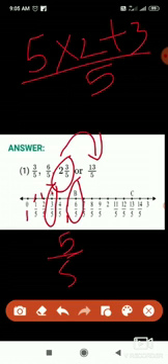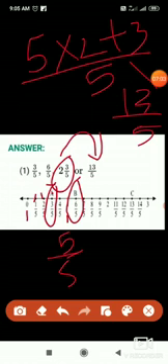Students, in this example, this is a mixed number and we convert it into an improper fraction. How do we do it? 5 multiplied by 2 plus 3 upon 5. 5 2s are 10 and 3, 13 upon 5. Understand? We convert into an improper fraction. And 13, this is the 13th number from 0. That's why we write here C marks. Understand?